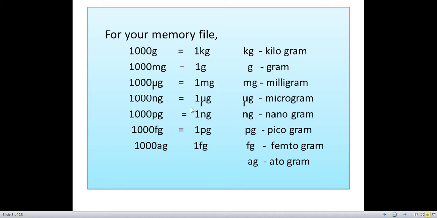1000 nanograms equals 1 microgram. 1000 picograms equals 1 nanogram. 1000 femtograms equals 1 picogram. 1000 attograms equals 1 femtogram.